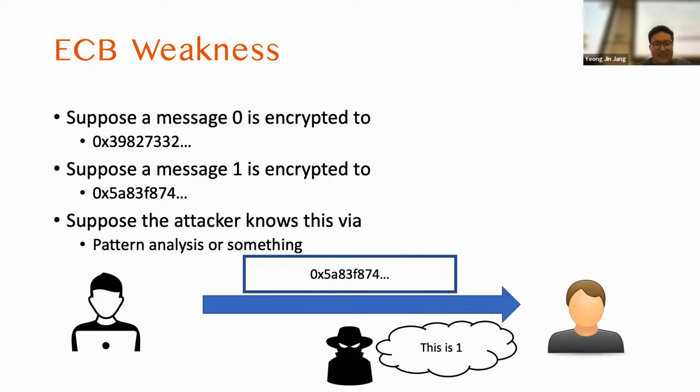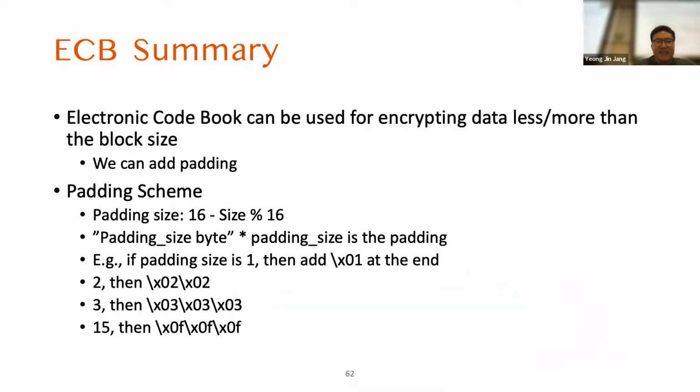Yes. So the summary for ECB. ECB stands for Electronic Code Book, and padding is needed to distinguish which part is the real plain text and which is the padding. The padding is required because we are encrypting as blocks. So a block cipher can encrypt arbitrary-length data because we can add padding.